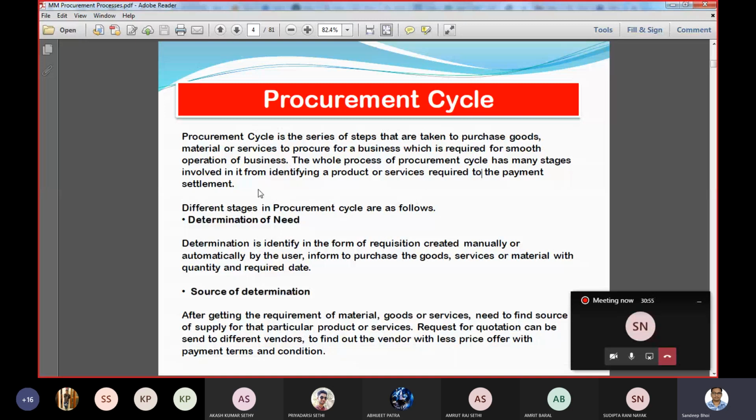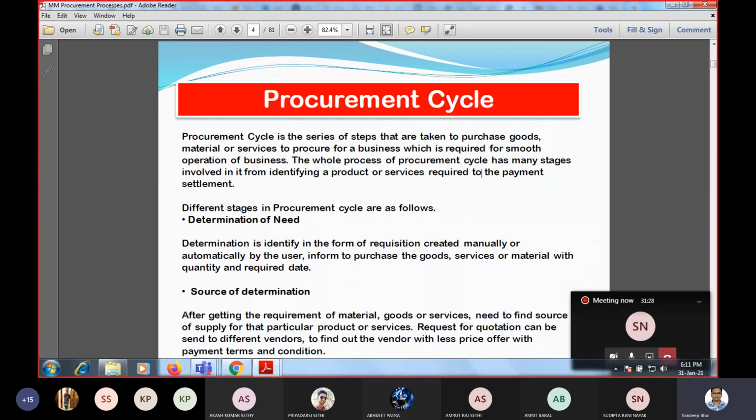Okay, so obviously whatever processes we have, the whole cycle will have different stages, and that is what we need to understand: what they are in an organizational structure, how the procurement cycle will work, and what its different stages are. Then we need to know that part only. Okay, so that is what a procurement cycle is.